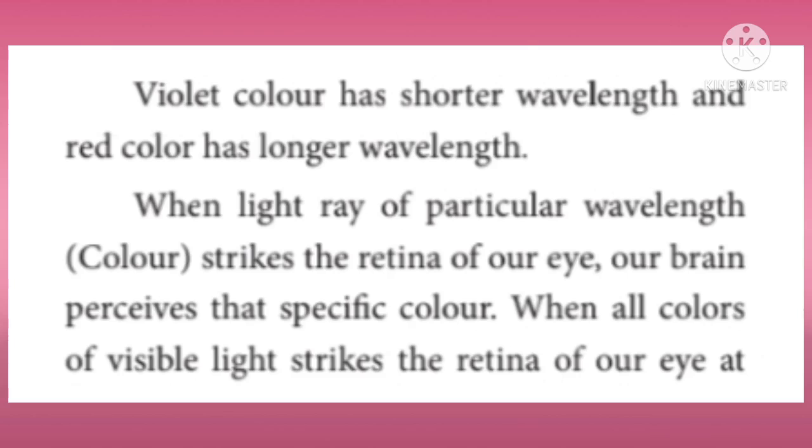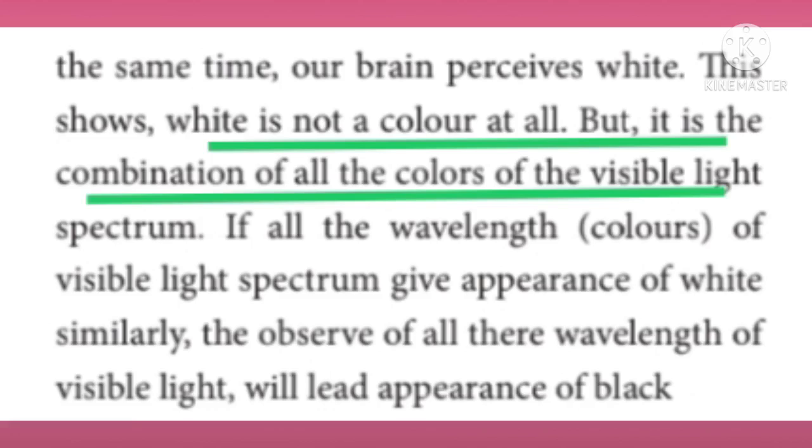When a light ray of particular wavelength strikes the retina of our eye, our brain perceives that specific color. When all colors of visible light strike the retina of our eye at the same time, we see white. White is not a color at all, but it is the combination of all the colors of the visible light spectrum. If all the wavelengths of visible light give the appearance of white, similarly the absorption of all wavelengths of visible light will lead to the appearance of black.